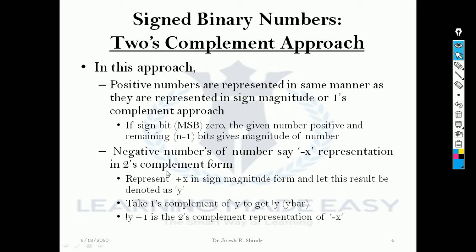To represent a negative number minus x, the first step is to represent plus x in sign magnitude form. Let this result be denoted as y. Take one's complement of y to get y bar. Add 1 to y bar. The result will represent the two's complement representation of minus x. Let's see with an example.